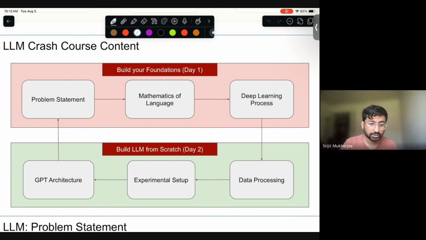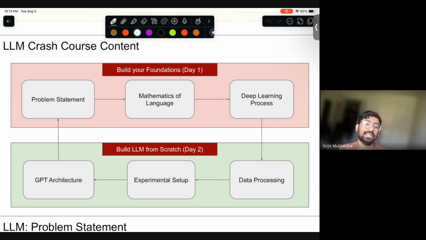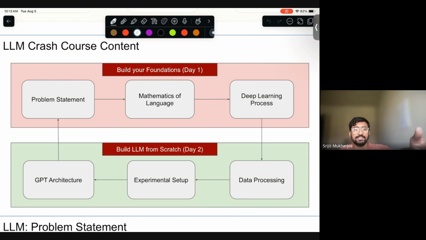So today's discussion and interaction will involve three core components. One is the problem statement, as you can see here. Let me just adjust it so that I can start writing. The problem statement is: what exactly are we trying to achieve by large language models? What is our goal? There are multiple problem statements, but what exactly is GPT doing? If we'd like to solve a problem, we need to know the problem statement first, right? Then only we can solve it.